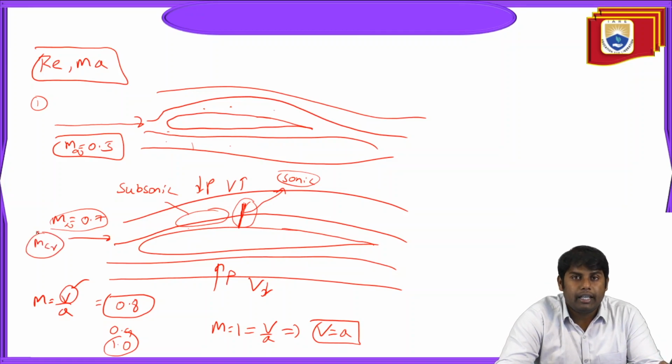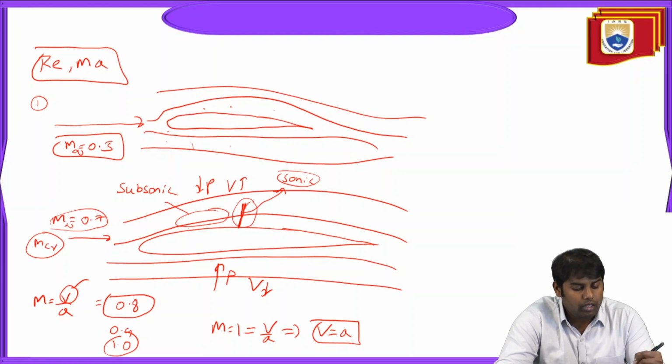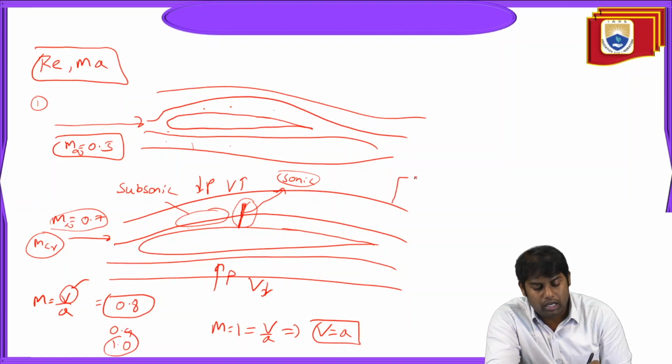At the critical Mach number, the flow changes on the airfoil or on the body such that it forms a sonic region. This type of transition from subsonic to supersonic happens between 0.8 and 1.2. That is called transonic flow.